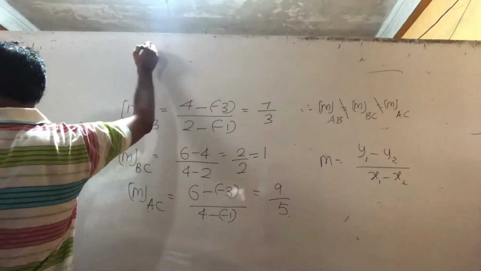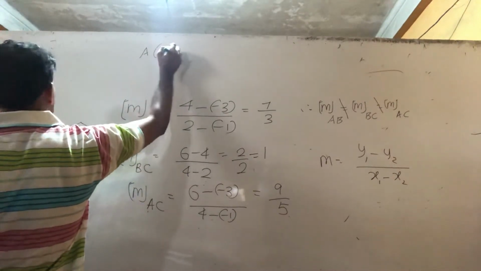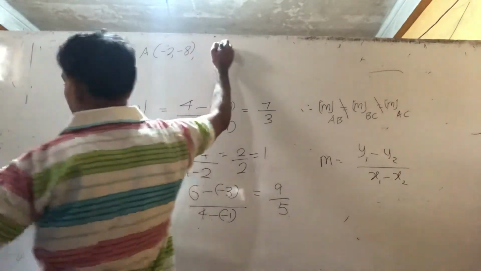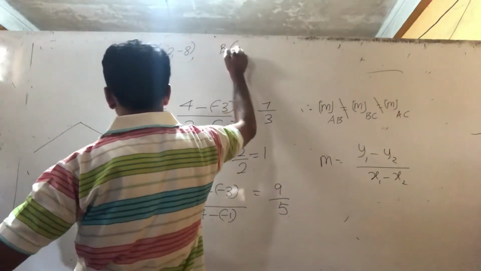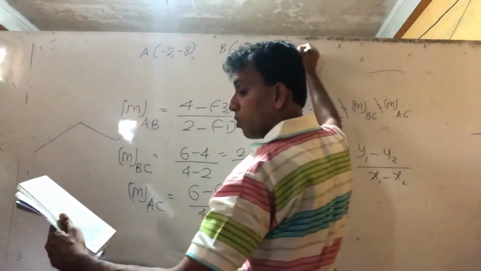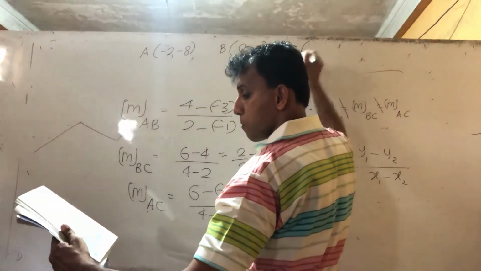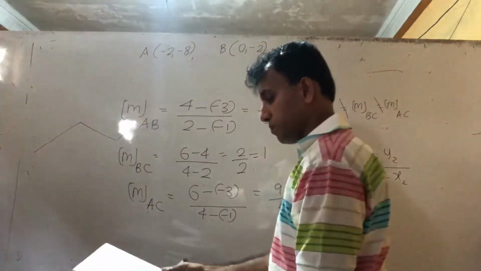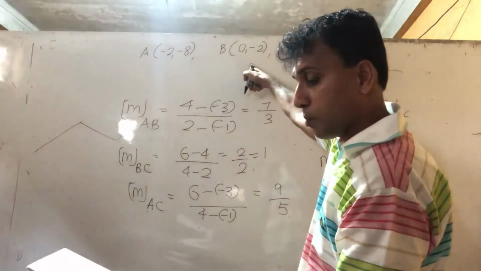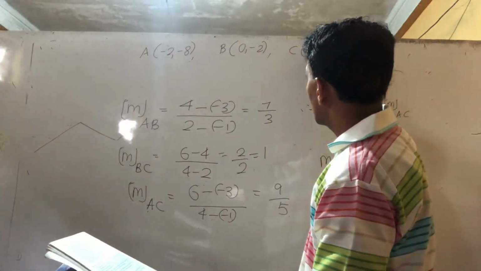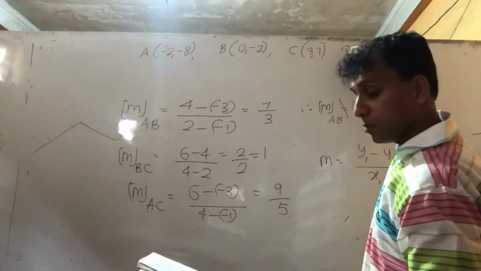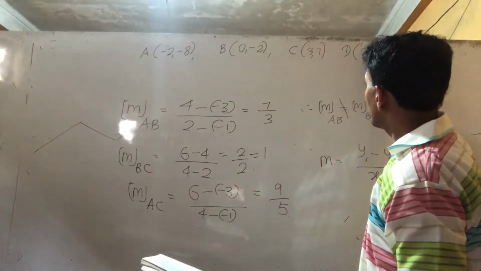If I take A as the point, what is that? Minus 2, you can mark A, B, C, right? Minus 8. And the B coordinate is 0, minus 2, and the C coordinate is 3, 7. So A is minus 2, minus 8; B is 0, minus 2; C is 3, 7; and D, 4 points available, 2, 4.